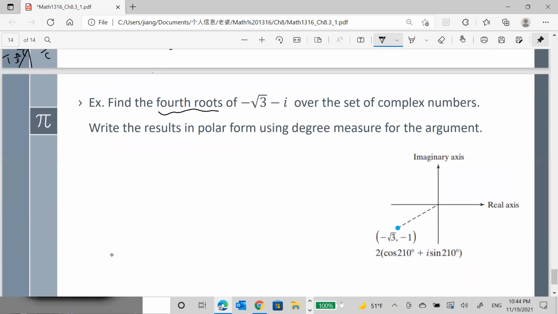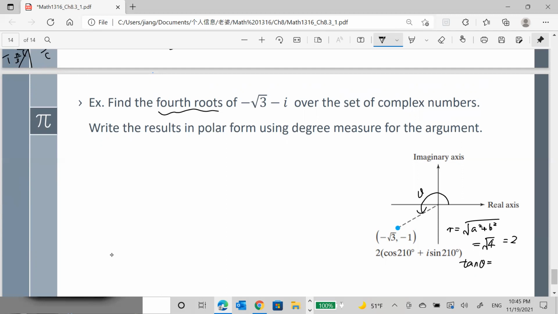So the picture gives you that the point is here because a is negative square root of 3, b is negative 1. So how about the angle theta and the distance from here to here? So r is easy to compute because r equals square root of a squared plus b squared, so the square root of this is 3, square root of this is 1. So 3 plus 1 is 4. Square root of 4 equals 2. So r is 2.